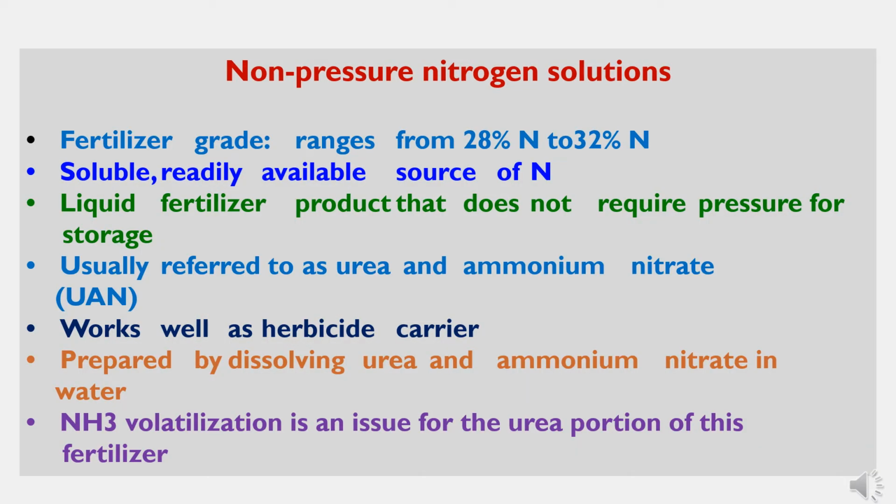Next fertilizer is non-pressure nitrogen solutions. These fertilizers contain 28% to 32% nitrogen, and are soluble and a readily available source of nitrogen. It also comes under the liquid fertilizer product category, and it is easy to store. This fertilizer is usually referred to as urea ammonium nitrate, because it is prepared by dissolving urea and ammonium nitrate in water. It also works as a herbicide carrier, and ammonia volatilization loss is an issue for the urea portion of this fertilizer.